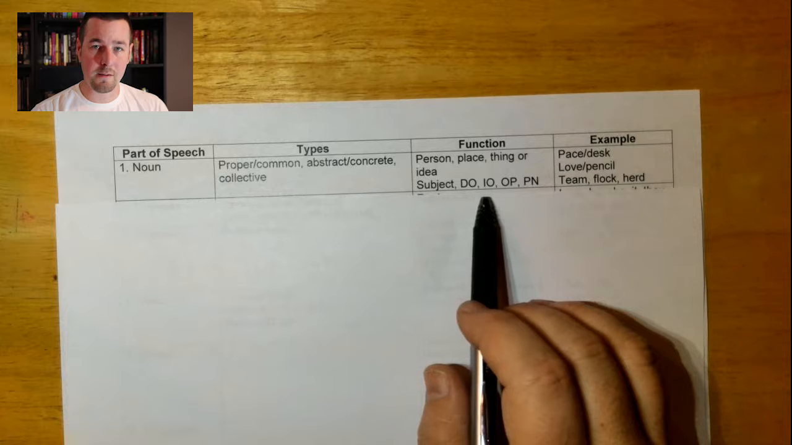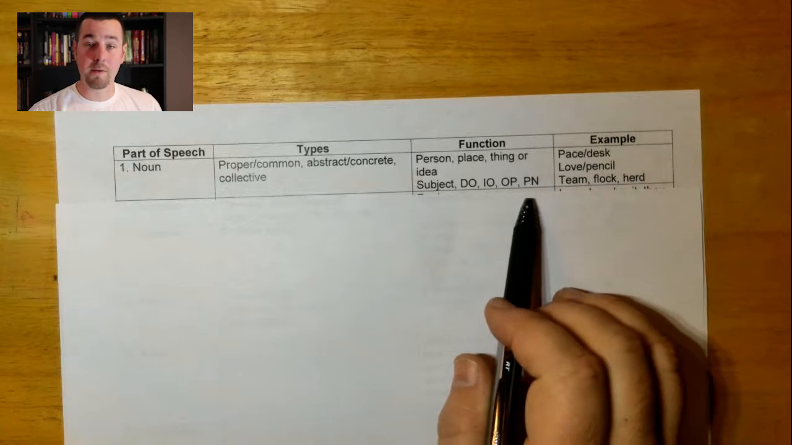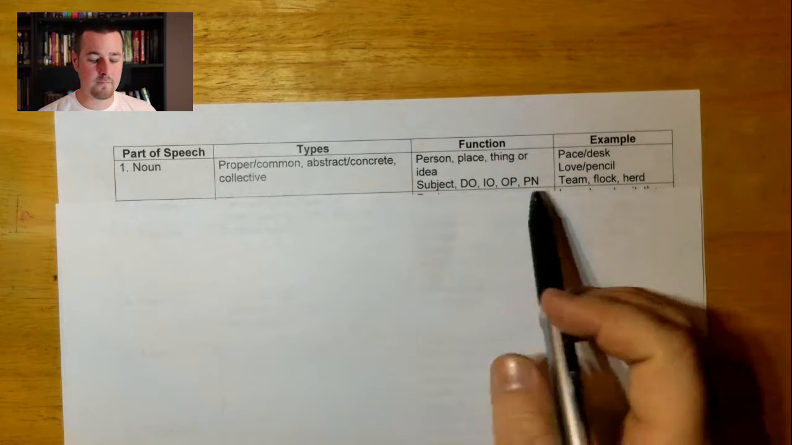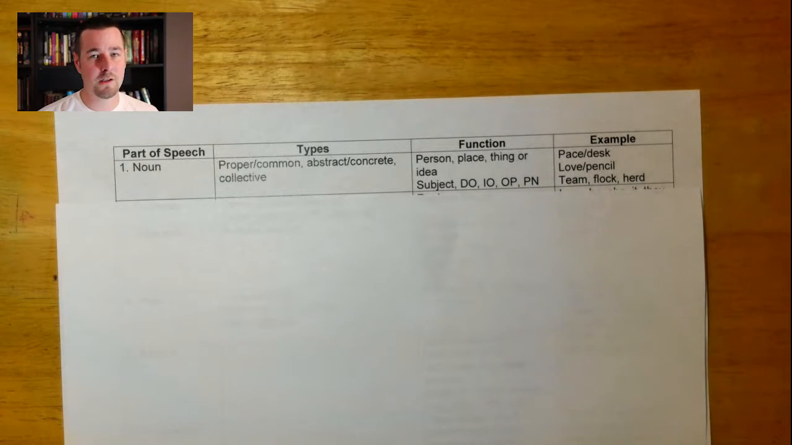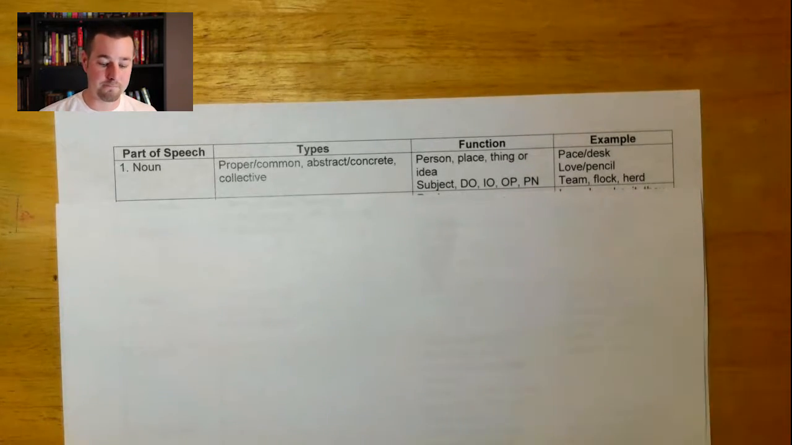It can be the indirect object. It can be the object of the preposition. Or it can be the predicate nominative. So 5 different ways that it can function in the sentence. And then I gave you some examples here of the nouns. A little bit later on, when we start getting to things like gerunds, or noun clauses or whatever, once they take the place of that noun, they can do everything that a noun can do in the sentence. So we need to make sure that you memorize these 5 jobs that a noun can do.